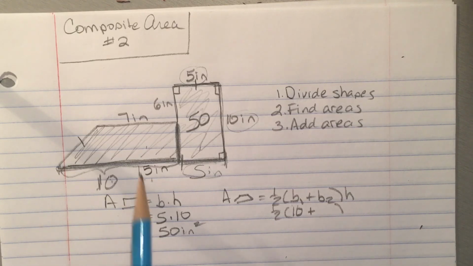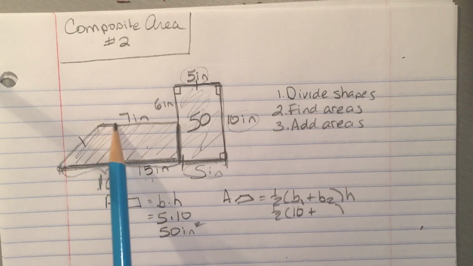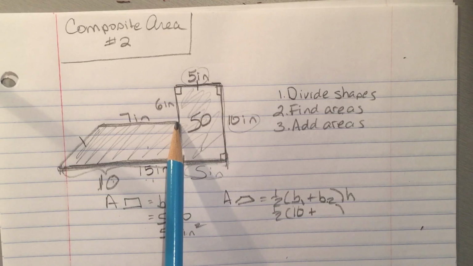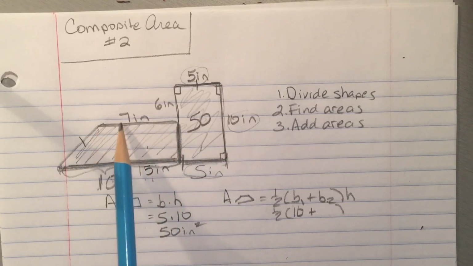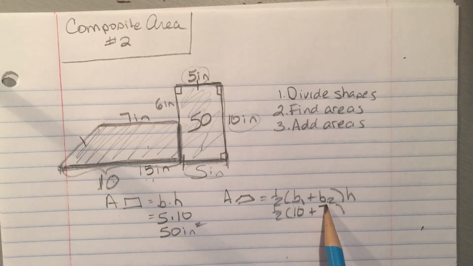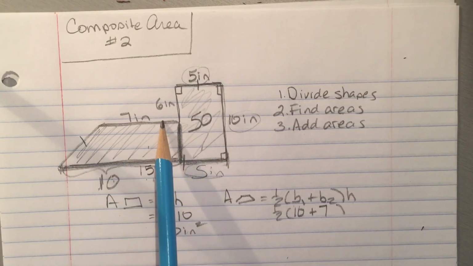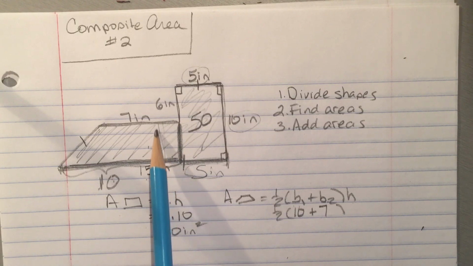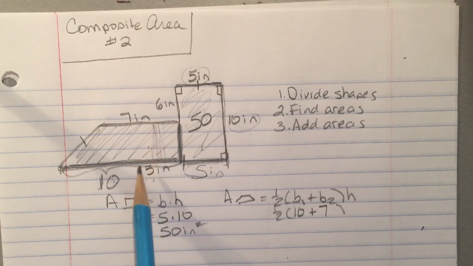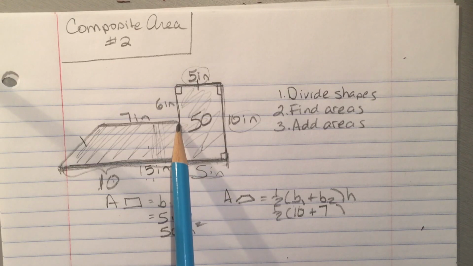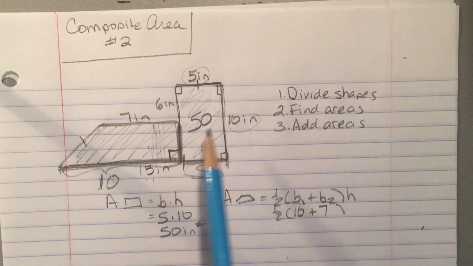Plus, and now I need the base 2. And base 2 is labeled up here at the top as 7 inches. And that is the correct base. I don't have to do anything to it. So that's 7 inches. What is the height of my trapezoid? Well, the height is the perpendicular distance between these two bases. And in this case, I can see that this side of the trapezoid is also the height, which isn't always the case with a trapezoid, but in this case it is.